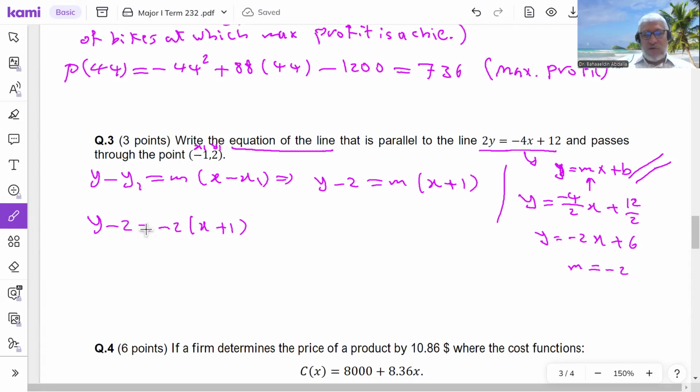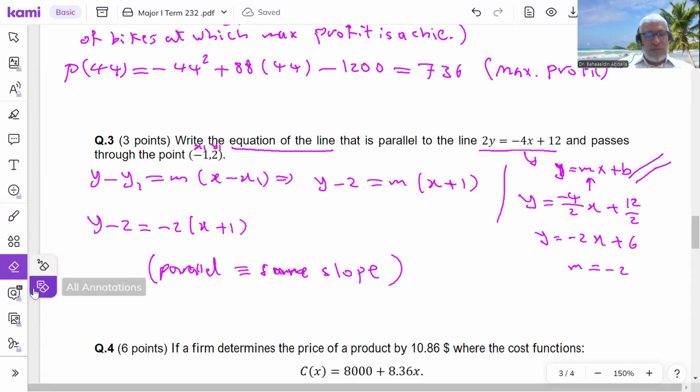If you want to solve it for y, it's okay. If you want to keep it like this, it's accepted. You can say parallel means same slope. So you tell him that's why you used negative 2 as it is, because the two lines are parallel, and parallel means they have the same slope.